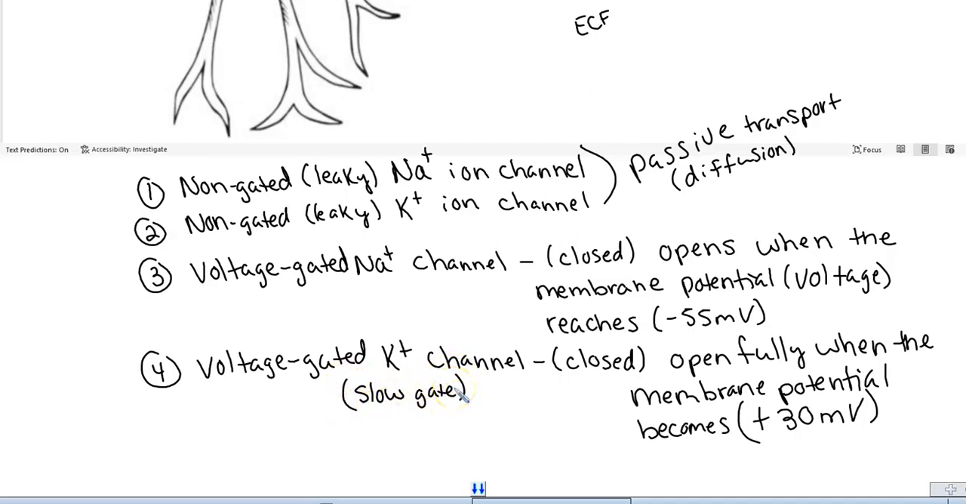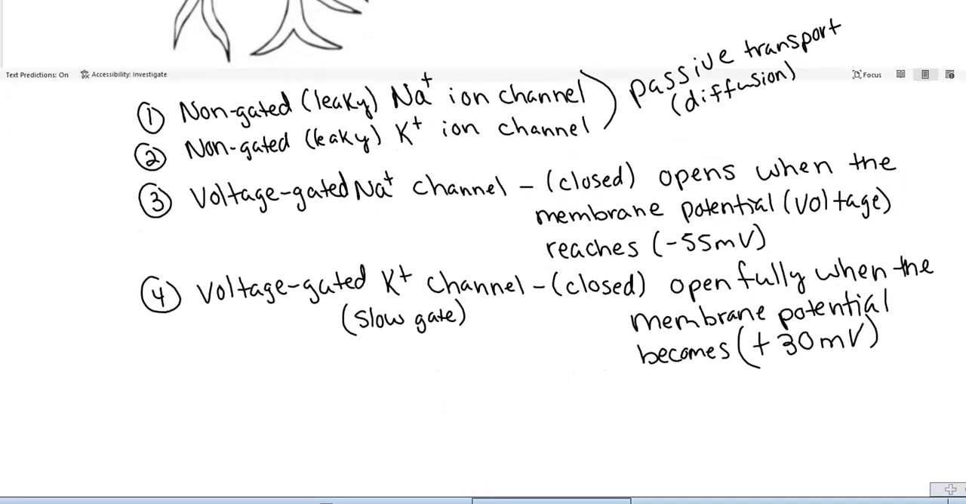It's kind of like if you've ever been at the mall when the handicap doors, you press the button, which is what voltage gated does, and they open very slowly and eventually they'll close. That's important for later. So these two at rest are not players because they're closed. We're introducing them because we're going to need to see them. So the other player at rest is number 5.